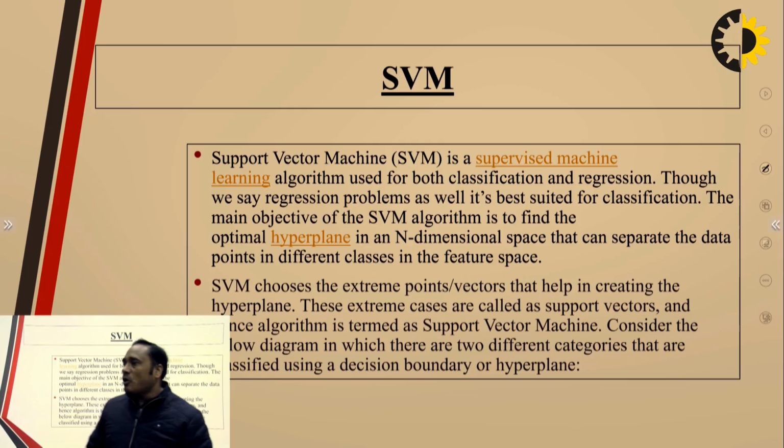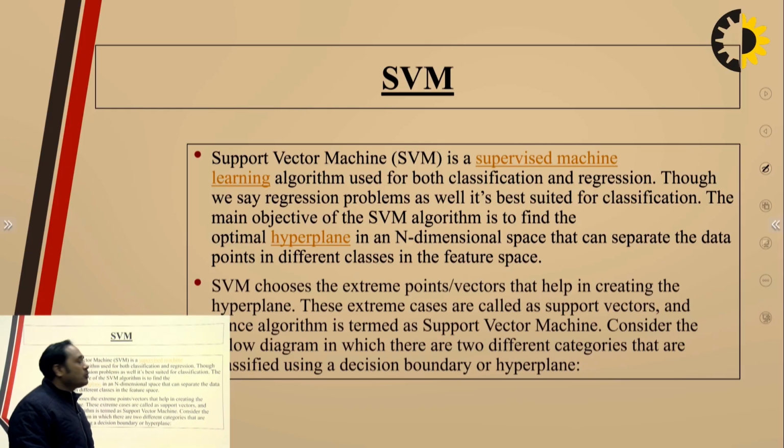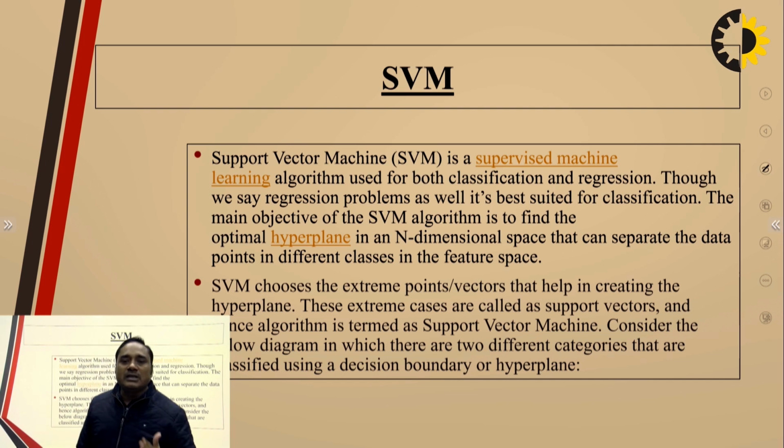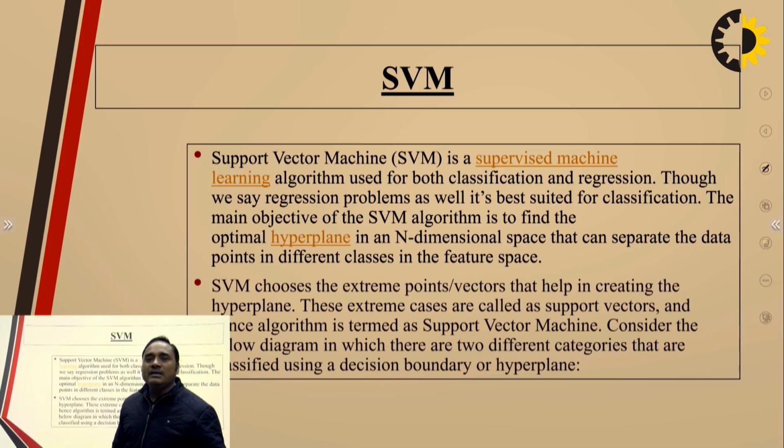Now the next topic is SVM, that is, support vector machine. This support vector machine is a very popular machine learning technique, and it uses a hyperplane to divide the data into two groups. Support vector machine is a supervised machine learning algorithm for classification. So we are using SVM for classification. Classification means we are classifying the data into two groups.